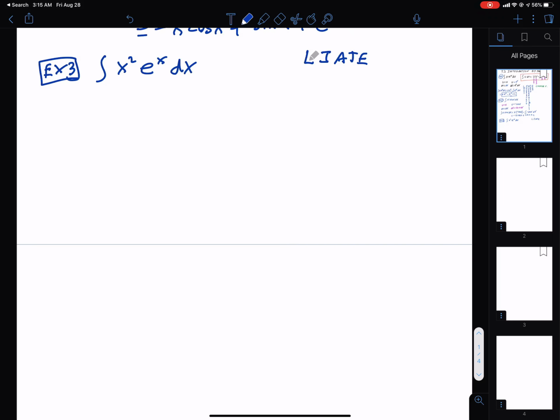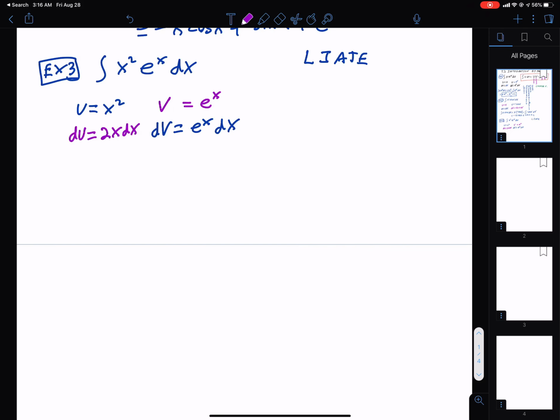So do we have any logs? We do not. Do we have any inverse trig? We do not. Do we have any algebraic? Oh, we have an x squared. So u is x squared. And everything else will be the derivative of v, so that's e to the x dx. Now we must find what v was and find du. Well, du, derivative of x squared, is 2x dx. And the antiderivative of e to the x is just e to the x.